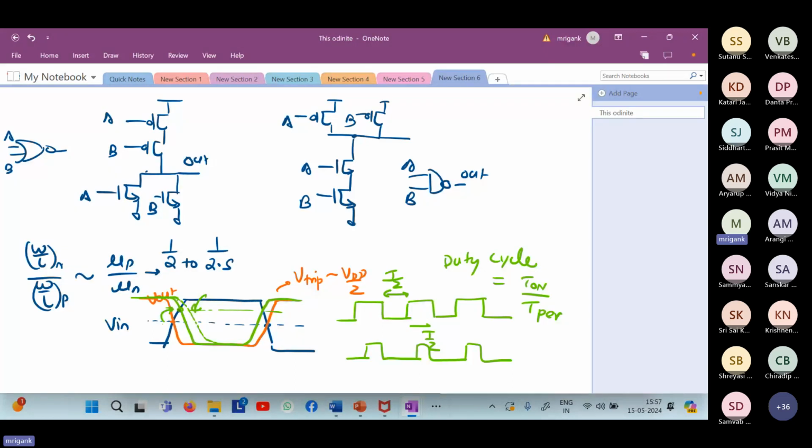Now, if I assume that the NMOS strength has been worsened, it will take longer time to discharge, right? Because the discharging process is done by the NMOS. When the input is turning high, the NMOS is responsible for pulling the output down. So if the NMOS is becoming weaker, the falling edge will become more sluggish. It will take more time to discharge. Is that clear? Yes, sir.